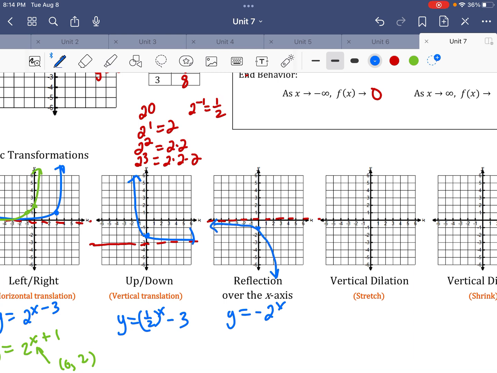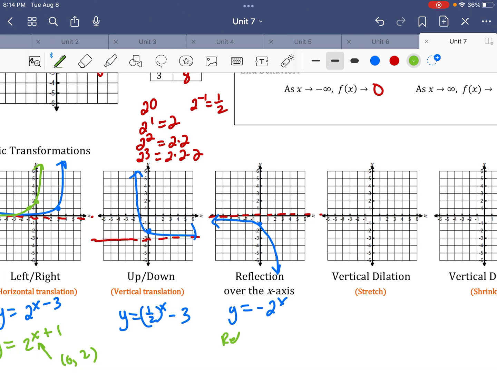Now, one thing you can also do with these, you can also have a reflection over the y-axis. And when you have a reflection over the y-axis, what you do is your negative sign is going to be with the x. And so in that case, normally this is a growth function, y equals 2 to the x, but reflecting it over the y-axis means it flips over this way. So actually, it ends up kind of looking like a decay. But it was a reflection.